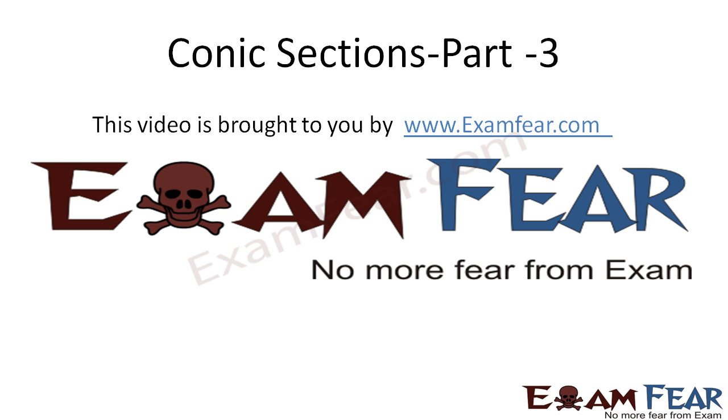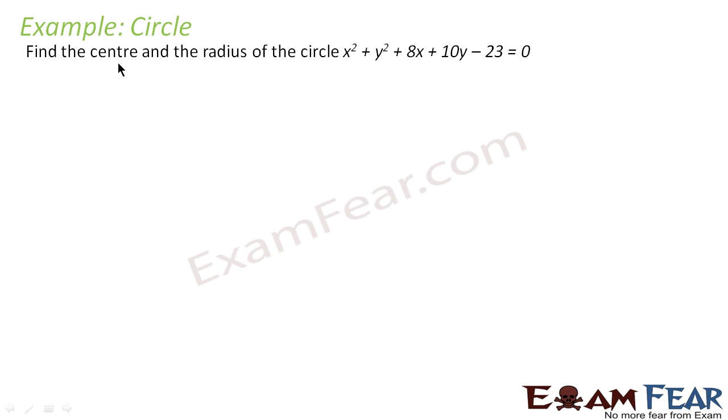Before watching this video, please make sure that you have watched Conic Section Part 1 and Part 2. We'll take one more example. Here we have to find the center and radius of the circle with this equation: x square plus y square plus 8x plus 10y minus 23 is equal to 0.